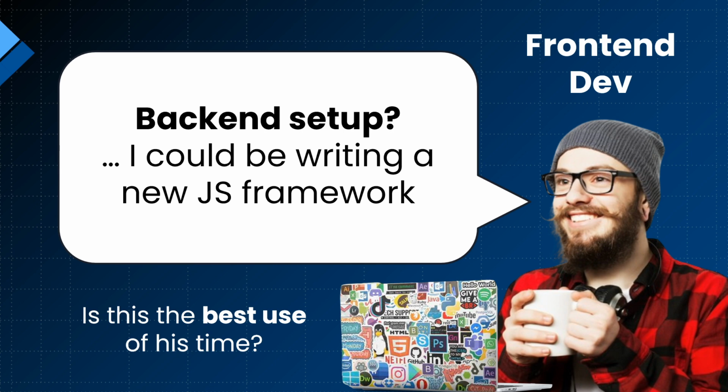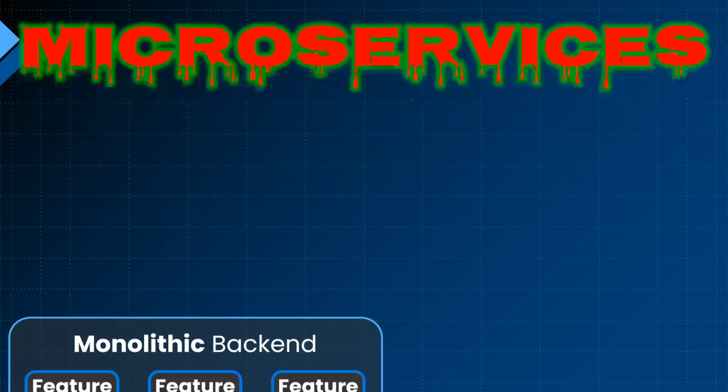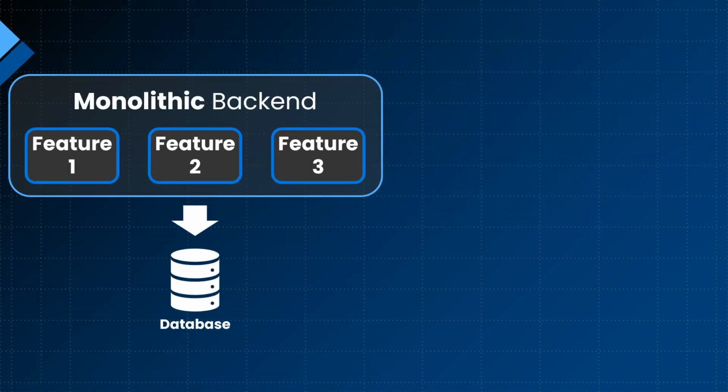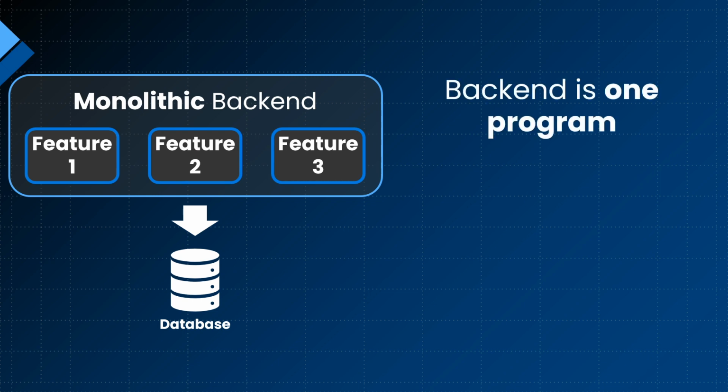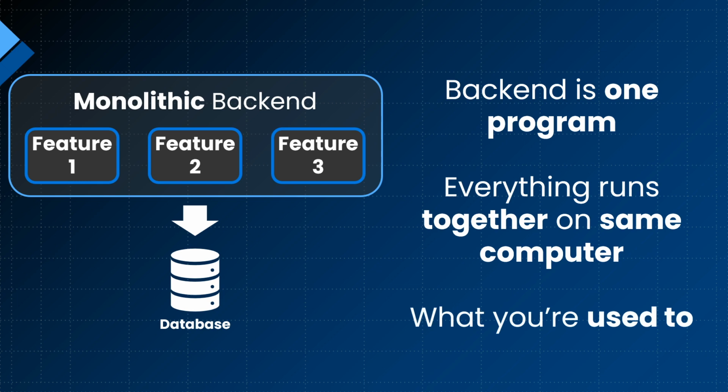An even more extreme example of this could be if you have microservices. Now, quick recap. Most of you guys have probably worked with monolith backends before, which just means that it's one program that has everything. So every piece of your backend is running together on the same executable on the same computer. And it's what you're used to, right? Pretty much every single person watching this, if you've written a line of code before, you've written a monolith.